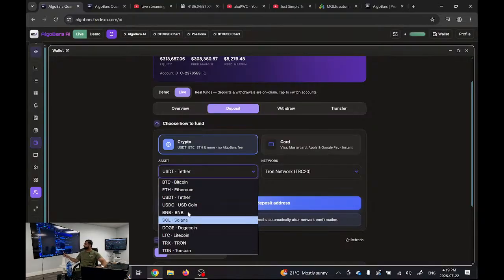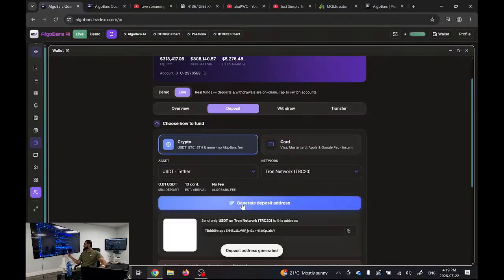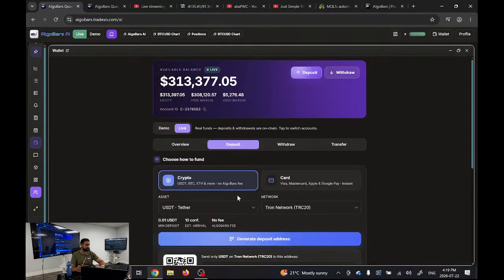Now, you can deposit through any crypto. So Bitcoin, Ethereum, Tether, USDC, USDT, BNB, Solana, Dogecoin, Litecoin, Tron, Toncoin, whatever, on whichever network. And then all you do is click generate deposit address. There's your wallet address. Then you just scan and you send it. It takes about 2 to 5 minutes to fund your account. There's no minimum.